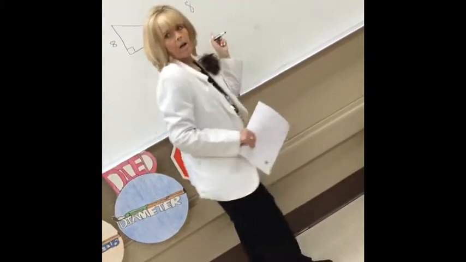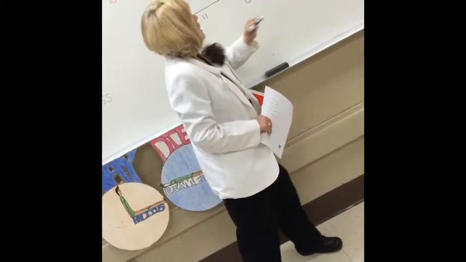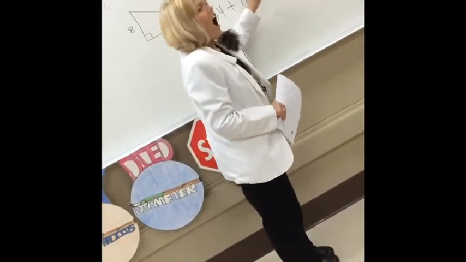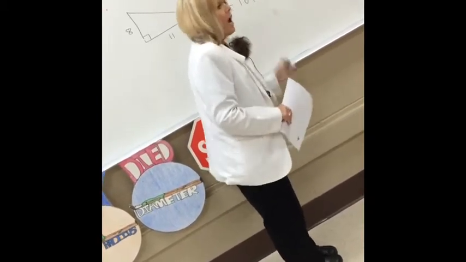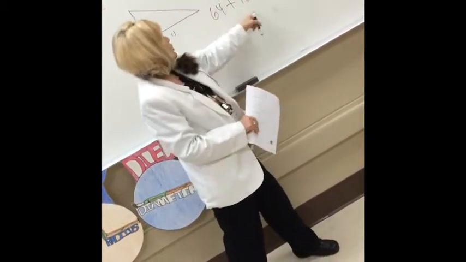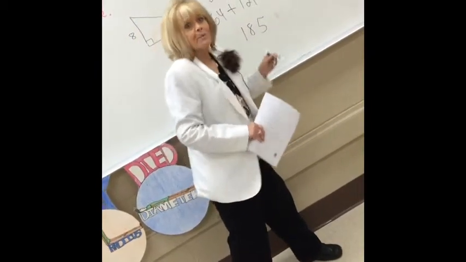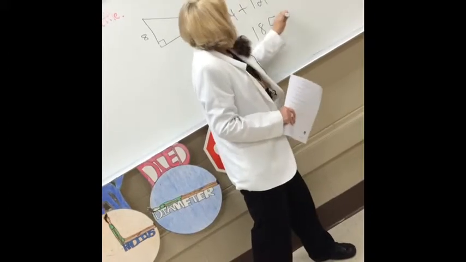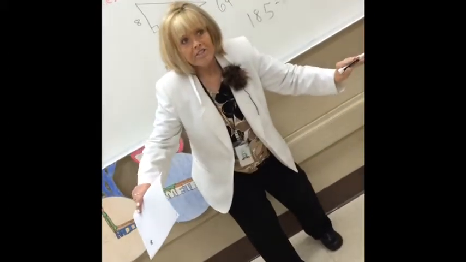What's 8 squared? 64. What's 11 squared? 121. Ooh, that's good. Always bring down your c squared. Now, if you plus these two together, you get 185. And then you always bring down your c squared until you get to the very end.